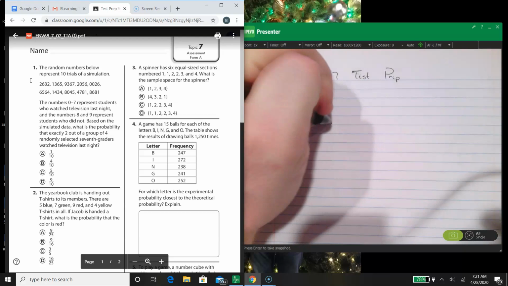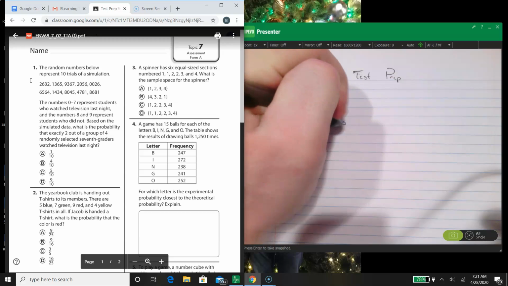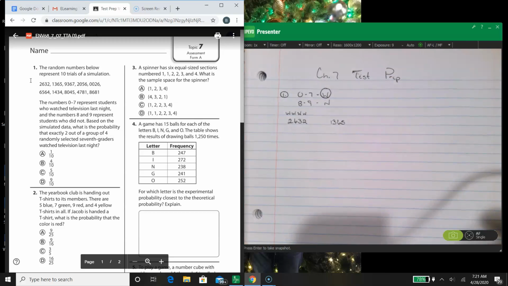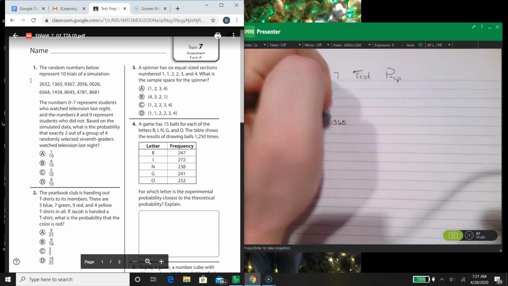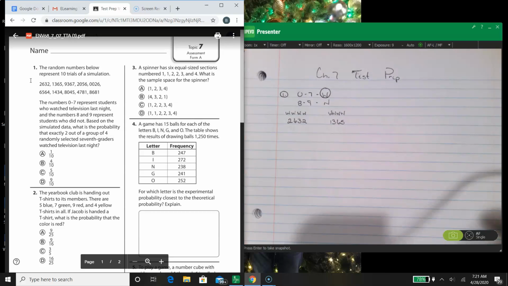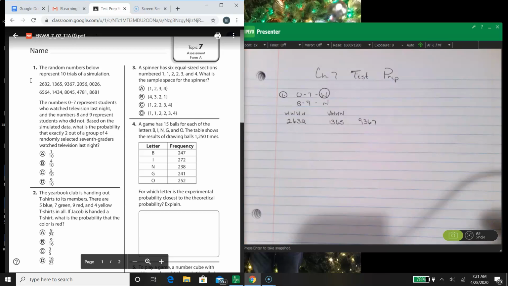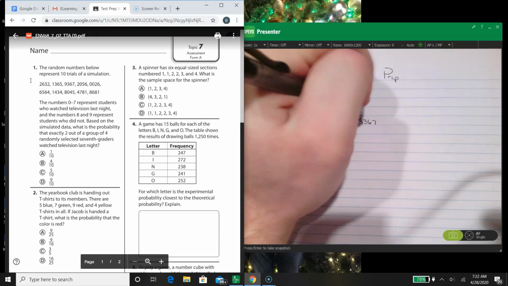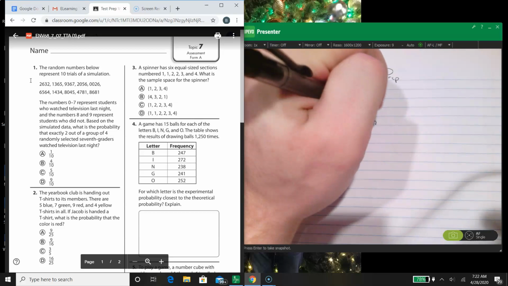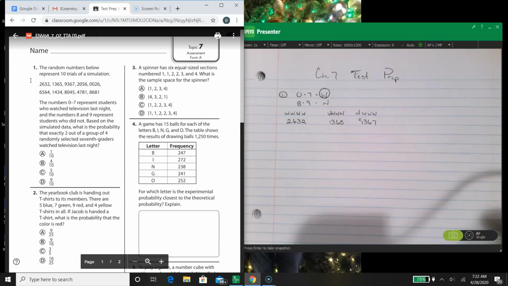So I've got 1, 3, 6, 5. Again, none of these numbers are greater than 7, so they're all going to be for those who watch television. Move on to the next one. 9, 3, 6, 7. Now I've got a 9. 9 is going to stand for not watched. I've got 3, 6, and 7, though. Those all stand for watch television. So I'm not looking real good right now.